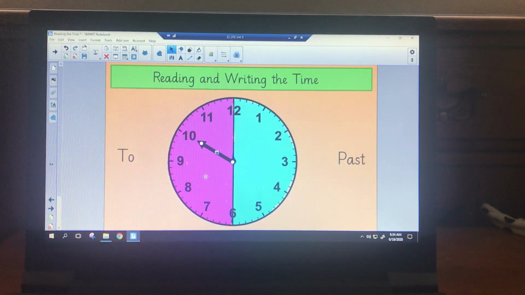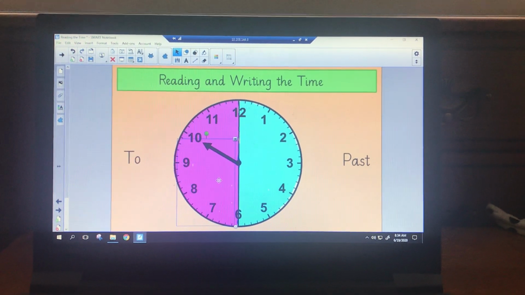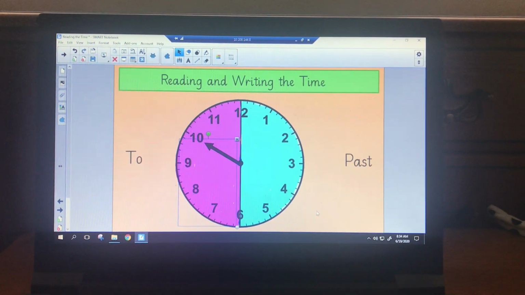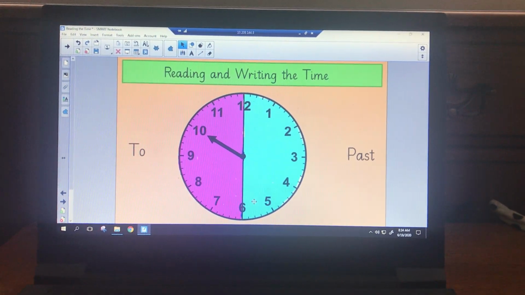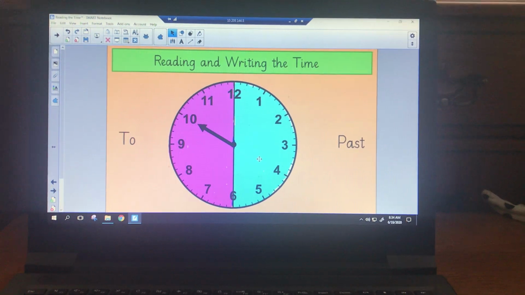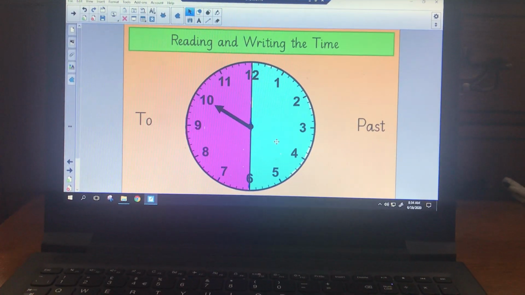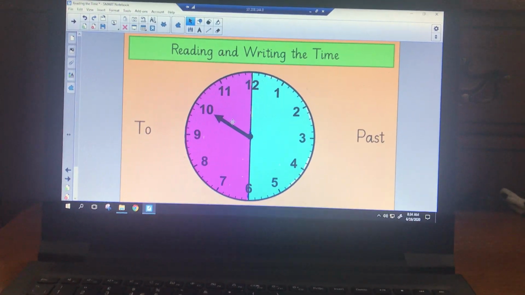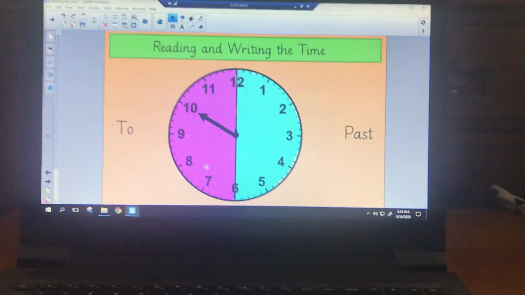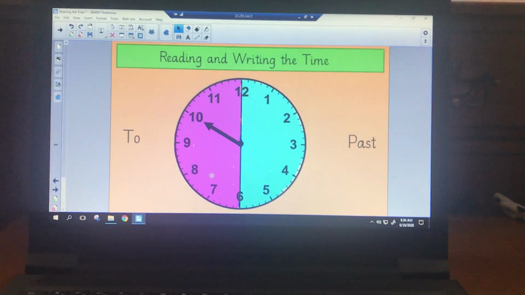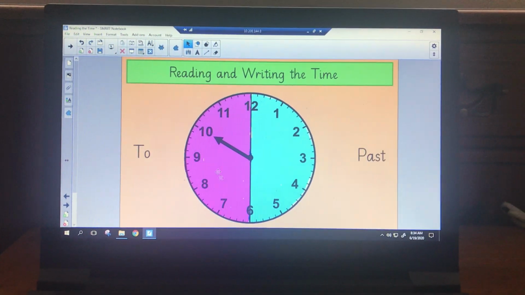So from this slide, the important knowledge to remember is that if the minute hand is pointing anywhere in this right hand side of the clock, the blue half, we say minutes past the hour. And if the minute hand is pointing anywhere to a number on the left hand side of the clock, the pink half, we say minutes to the next hour.